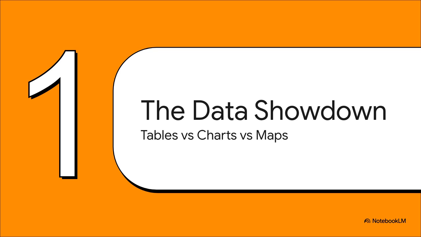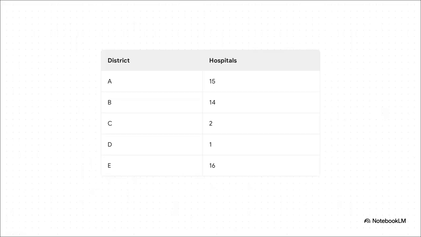All right, let's move into section 1, the data showdown, where we pit tables versus charts versus maps. Imagine a government has the money to build just one single new hospital. They look at this table. District A has 15, District D has 1, District E has 16. Now this table perfectly records the numbers. Actually, it does a great job at that, but it completely hides the big picture. We have absolutely no idea where these districts are located.